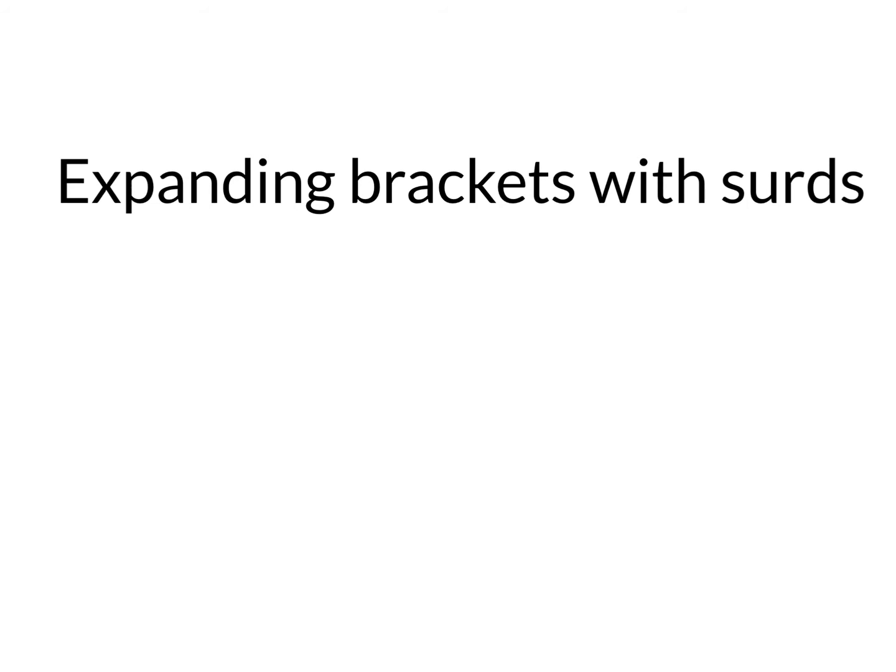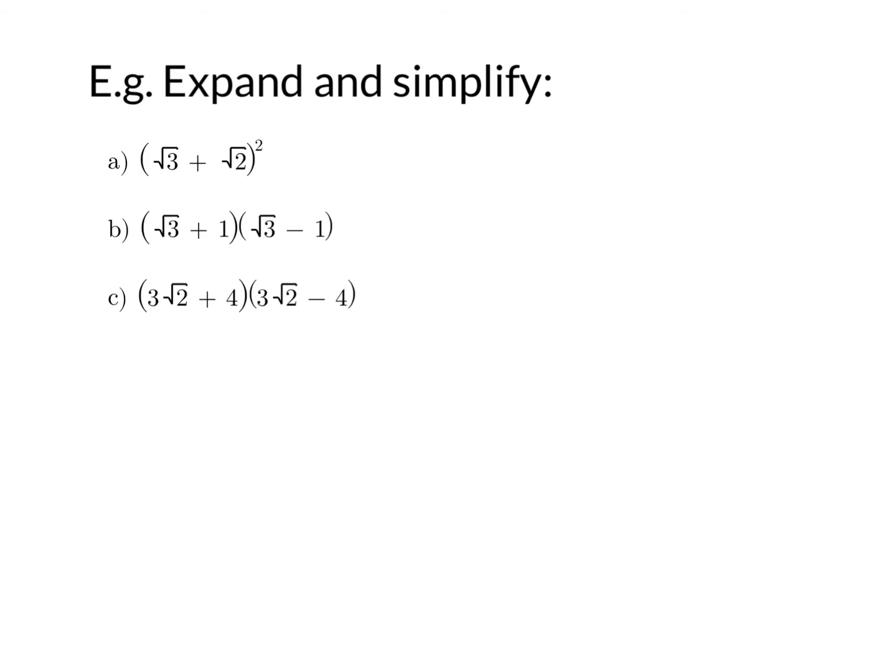Welcome to Expanding Brackets with Surds. Today we're going to have a look at three examples. So the first one, surd 3 plus surd 2 all squared, surd 3 plus 1 times surd 3 minus 1, and 3 surd 2 plus 4 times 3 surd 2 minus 4.